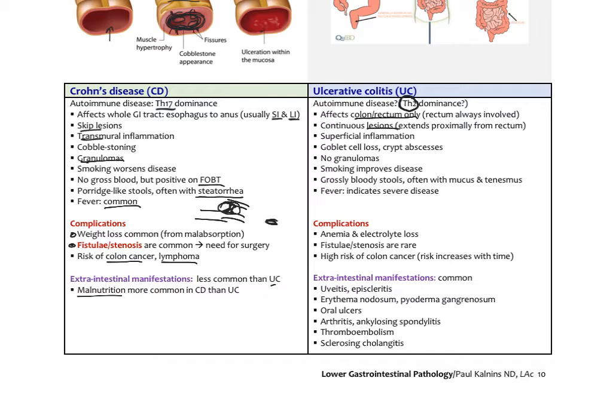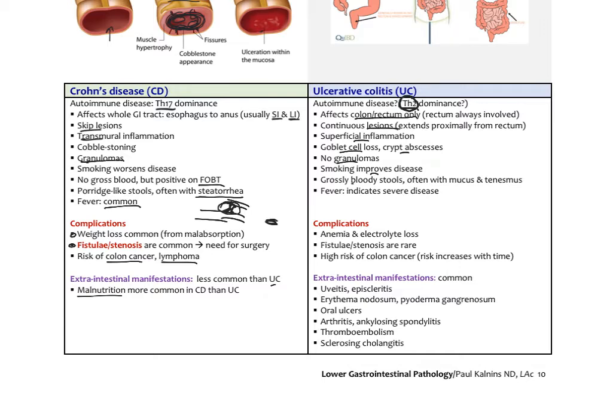The inflammation is superficial, only in the mucosa. We get loss of the goblet cells and very deep abscesses that form in the crypts that can become infected. No granulomas like in Crohn's. And curiously, smoking actually improves the disease, and that's because smoking generally downregulates Th2 allergy immunity, whereas it actually upregulates Th1 and Th17. So we'll see that also in the case of Hashimoto's and thyroid diseases.